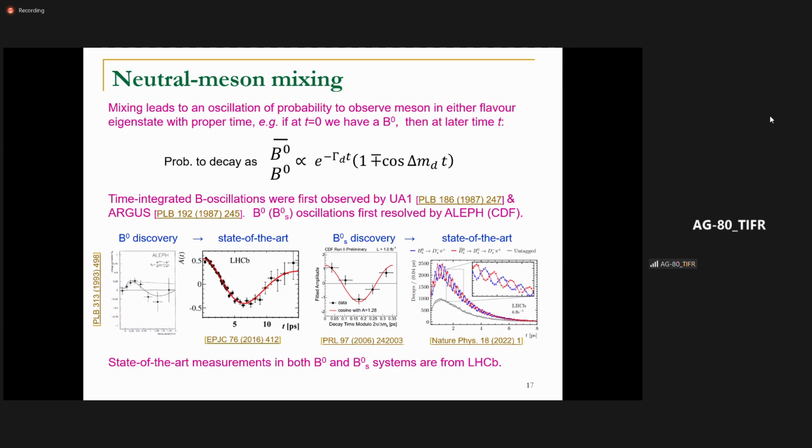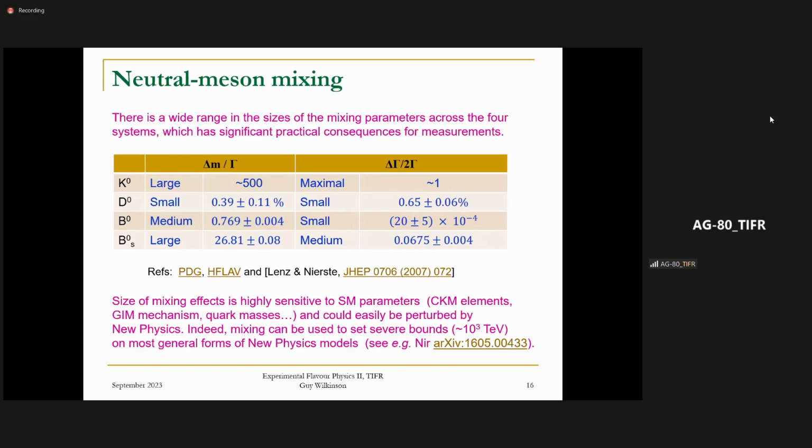So this is actually forming an asymmetry. I've not written the expression here, but it comes from this, that you take B0 minus B0 bar divided by B0 plus B0 bar, you plot that in bins of proper time, and you see this wonderful oscillation. And you see this oscillation, this is over 10 picoseconds. This oscillation is quite slow, and I remind you that for B0, this delta M here normalized by gamma is less than 1.